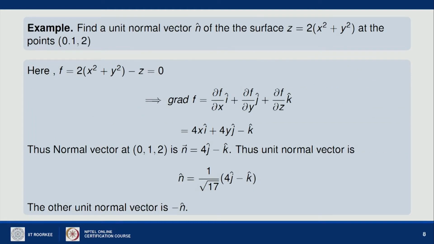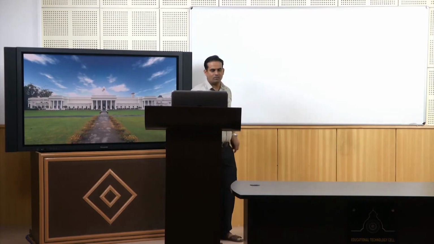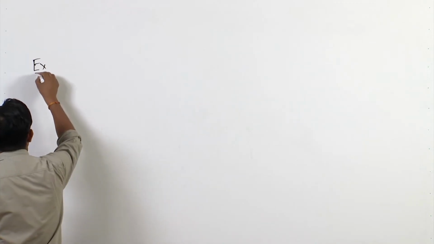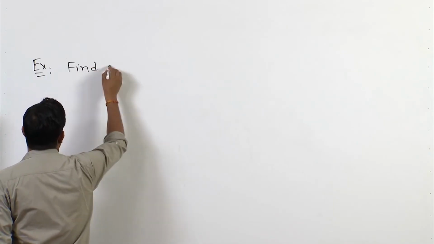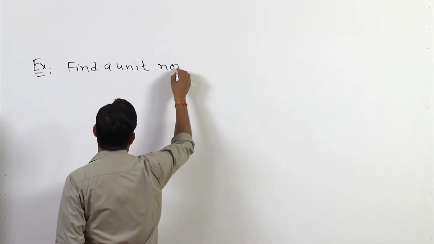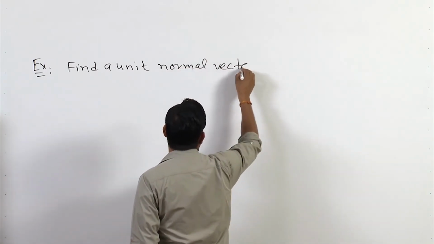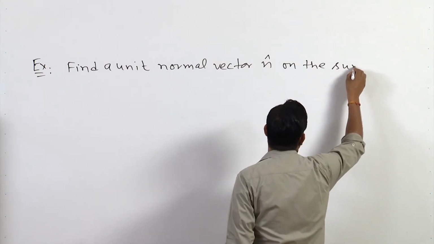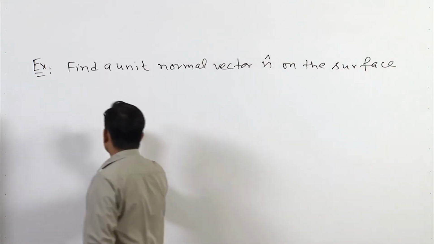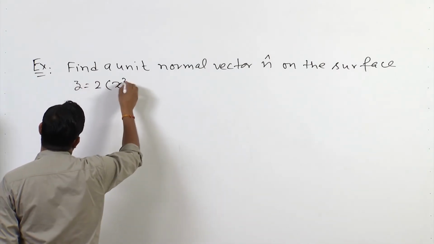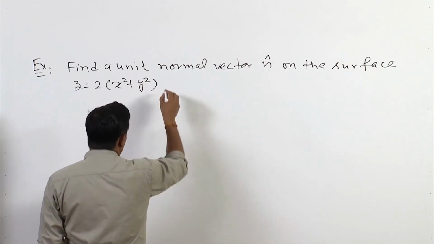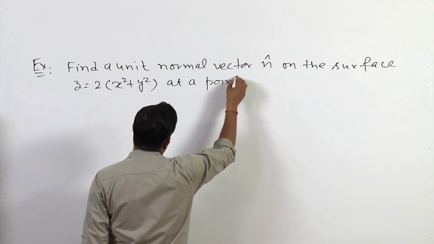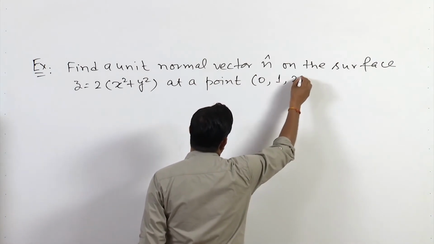So, let us take an example based on this particular theorem. Find a unit normal vector n cap of the surface z equals twice of x square plus y square at the point 0, 1, 2.